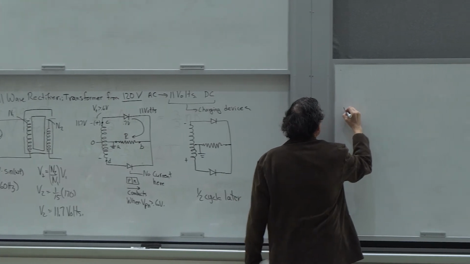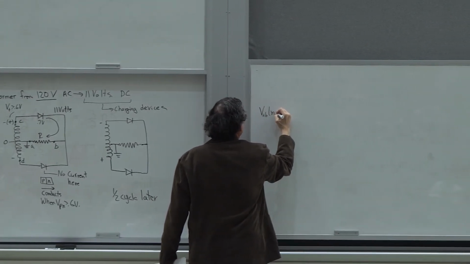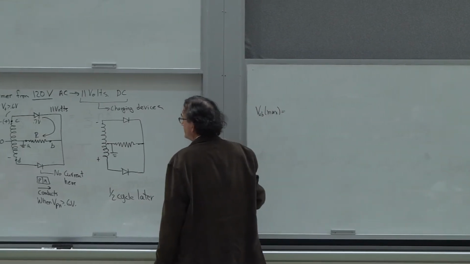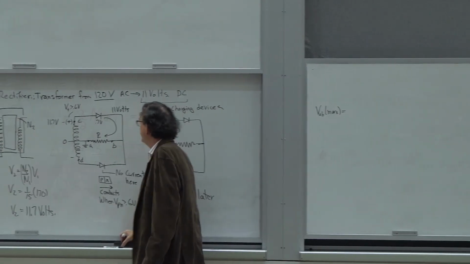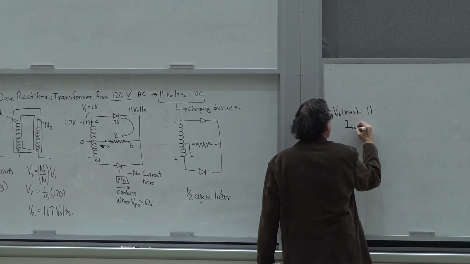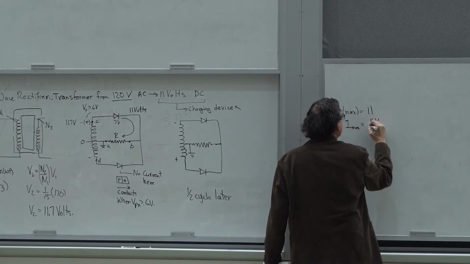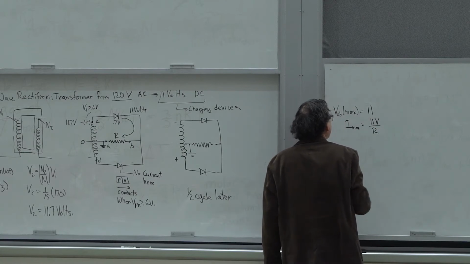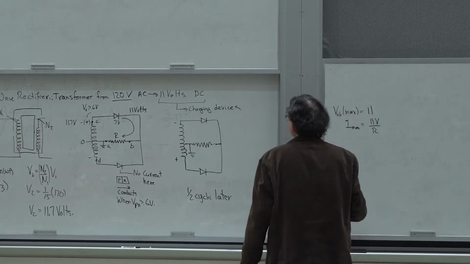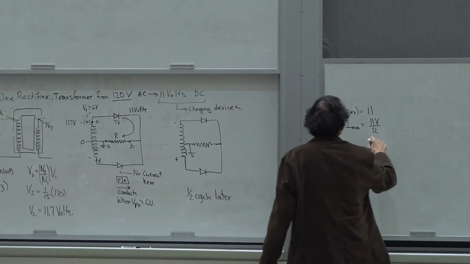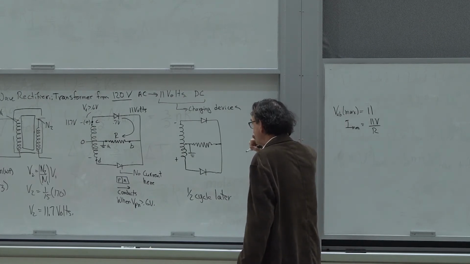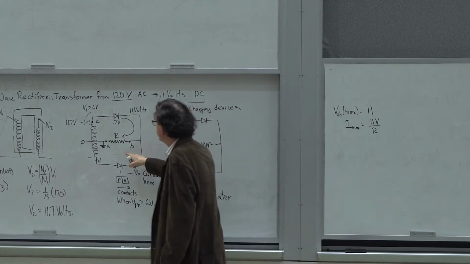That voltage VAB max is 11 volts. So this is equal to 11. The current max is going to be equal to 11 volts divided by R, right? Did I say it right? Yes, the drop is 11. So I get a maximum current of that amount. So that's what happens in this leg.